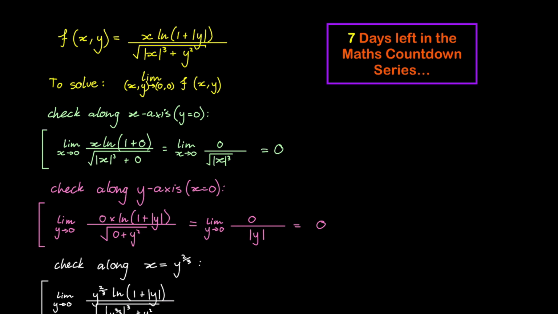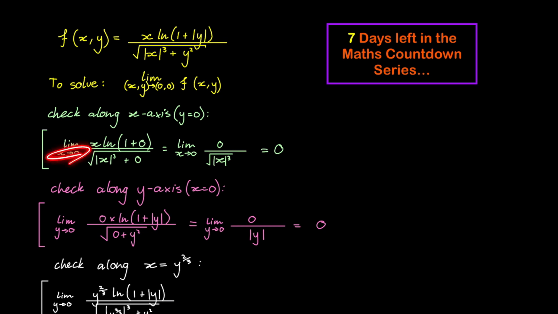So if we check this limit along the x-axis, what we are doing is checking it along the y equals 0 line. If we make y equal to 0 in this function over here, then this term goes to 0 and that term goes to 0, and we're simply left with x times the natural log of 1 over the square root of the absolute value of x cubed. Now, the natural log of 1 we know is equal to 0, so our whole numerator equals 0, and our denominator equals that.